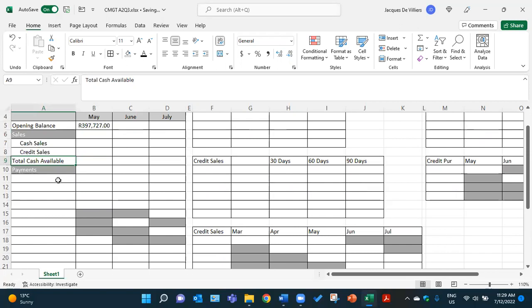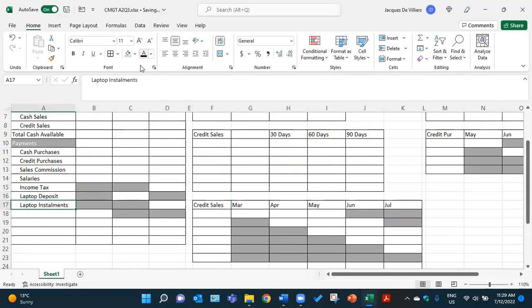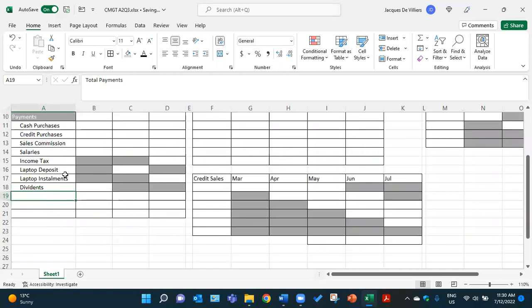We have to make sure that we do not leave anything out. Firstly, there was our cash purchases and there was our credit purchases. Okay, there was the sales commission, the salaries. Then there was the income tax that we had to pay. We had to pay the laptop deposit, the installment on the laptop, the dividends, and these are all the payments that we were told need to be paid over this quarter. And then that'll give us the total payments.